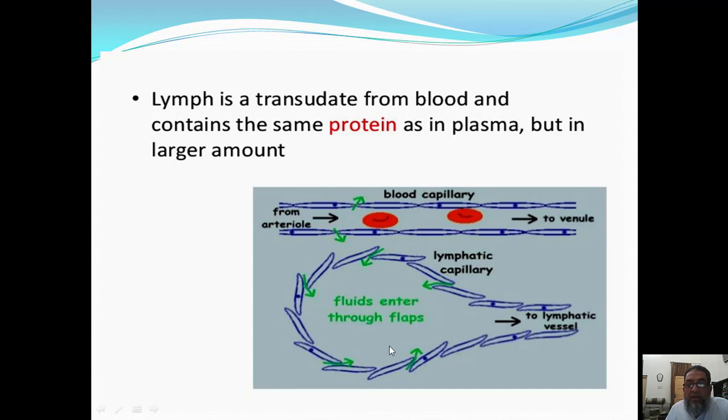So this is the lymphatic capillary. Now look at this: it is larger in caliber, with more loosely arranged endothelial cells having gaps in between, over the basal lamina. So the fluid can move freely from the interstitium into the lumen of the lymphatic capillary. These flap-like structures help in the movement of the fluid within the tube of the lymphatic capillary. The lymph moves to the lymphatic vessel. This is the diagrammatic presentation to make you understand.